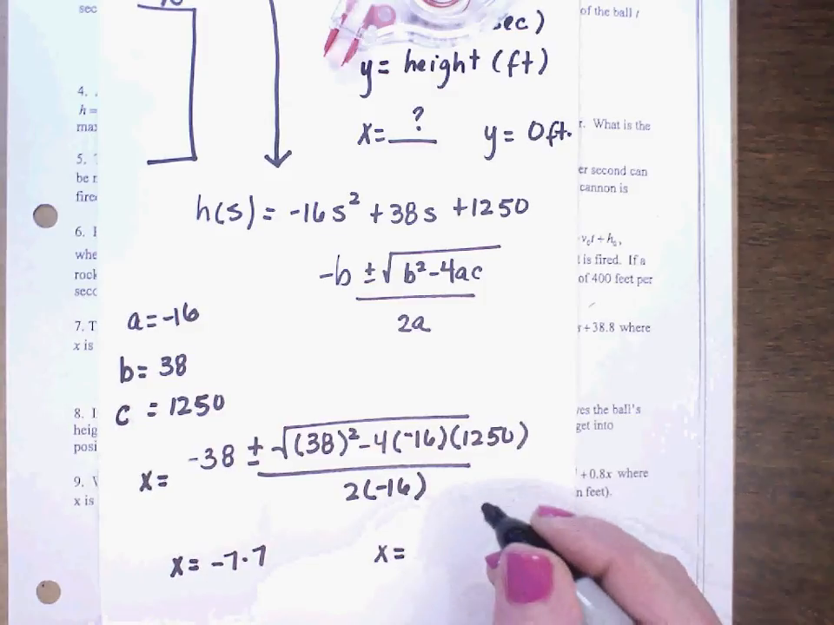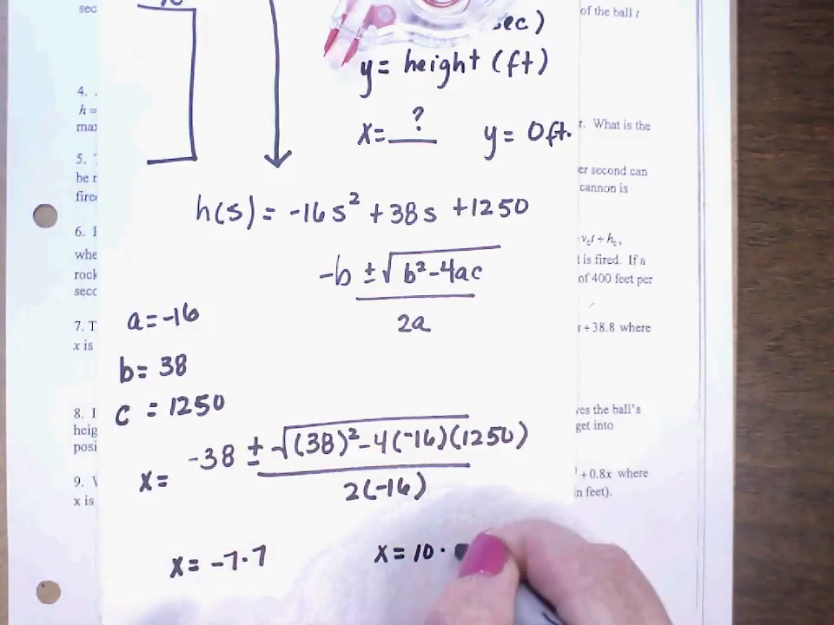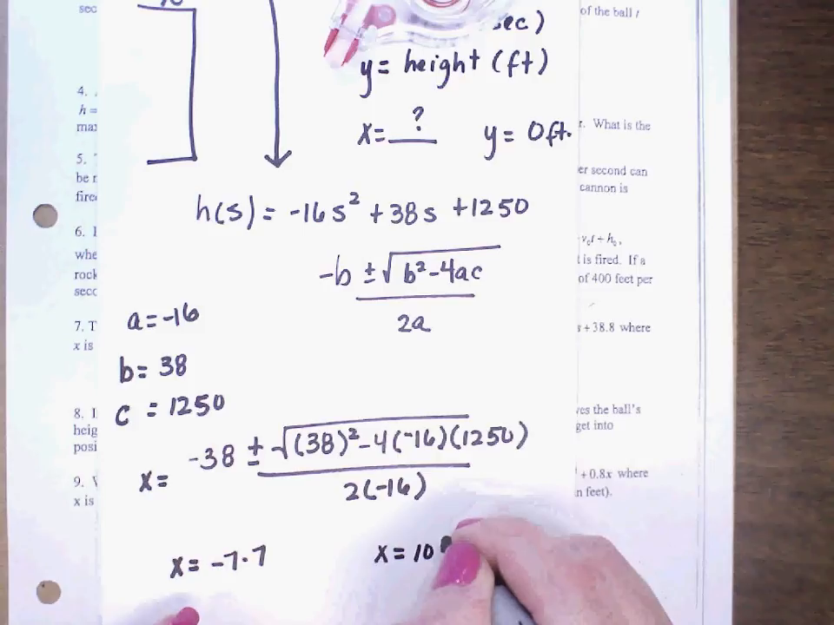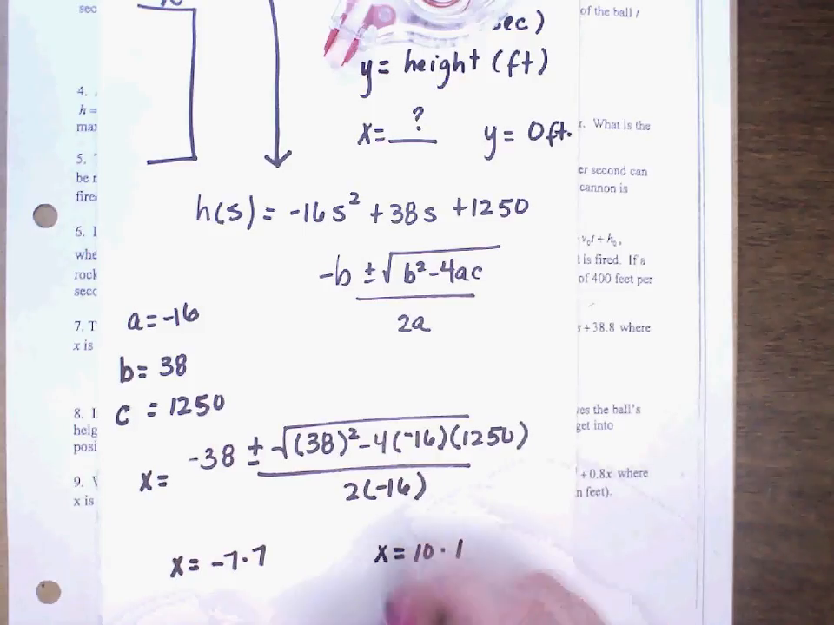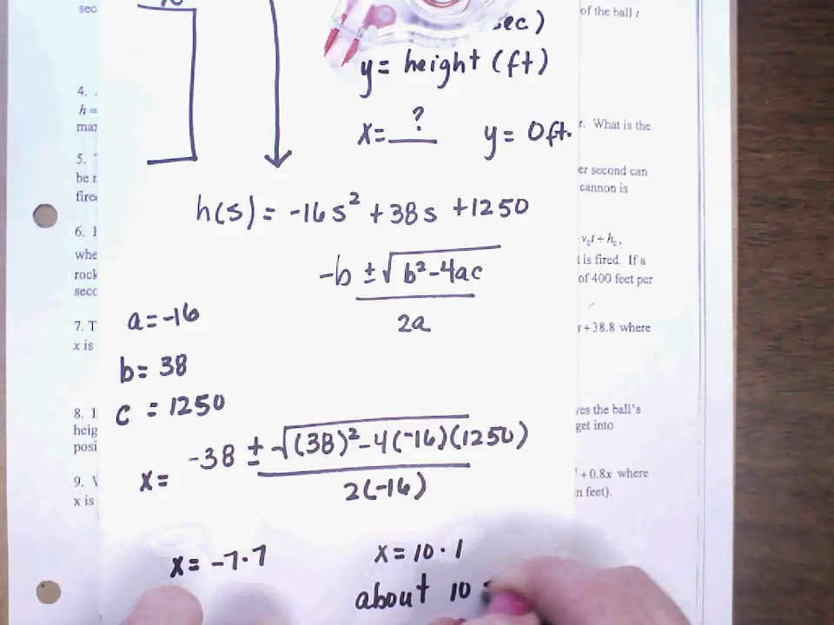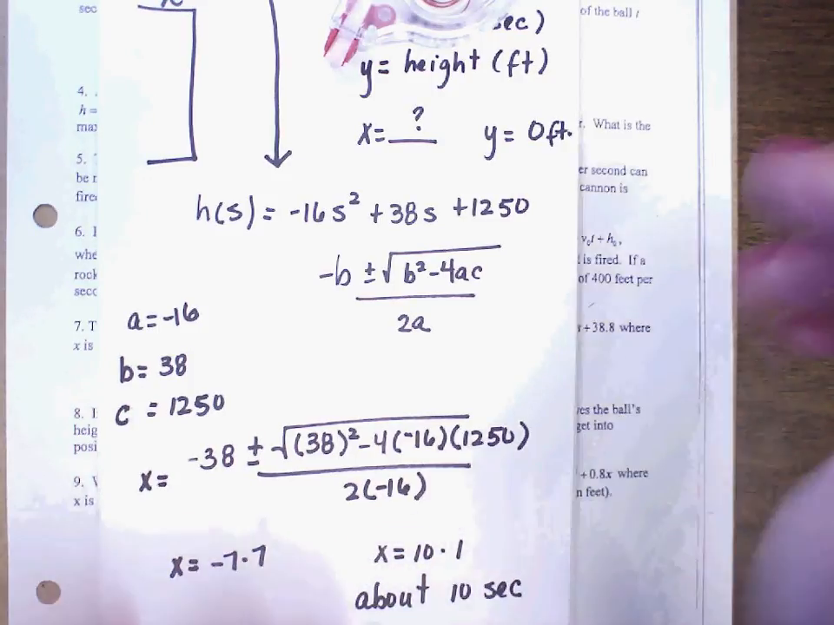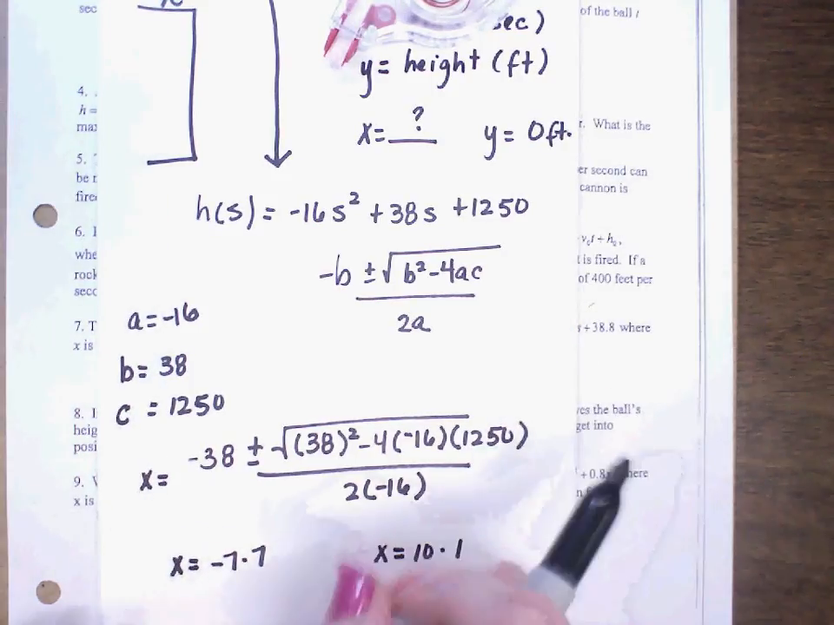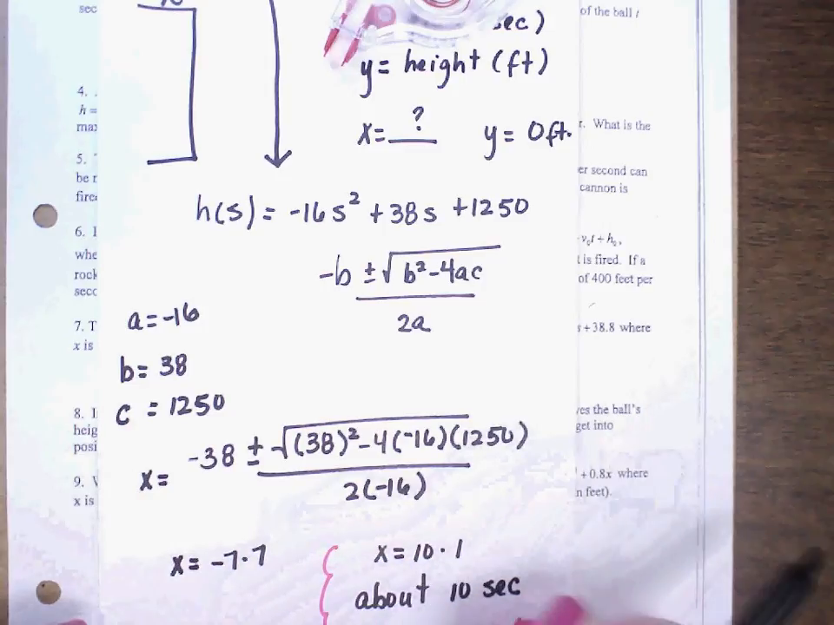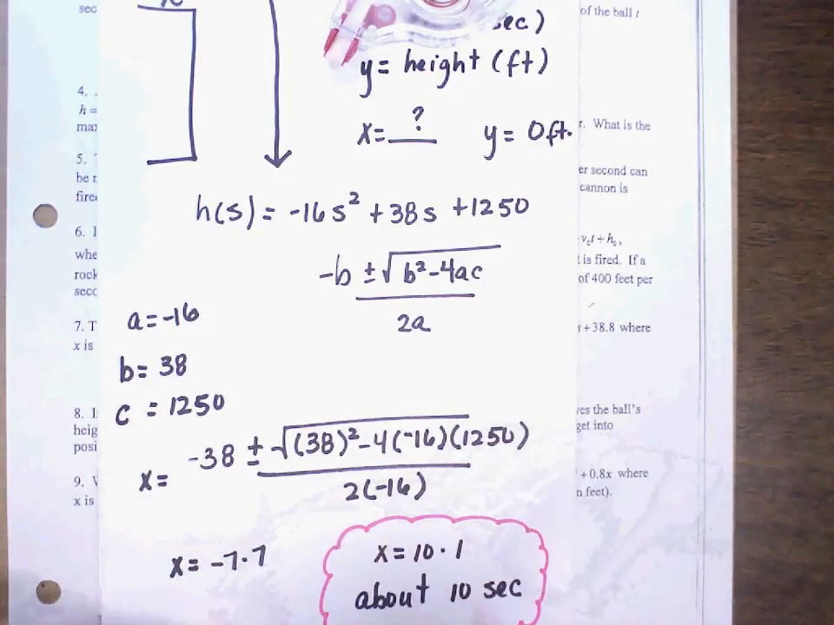7.7, is that okay? Can I just leave it at that? All right, we're not using that one, right? And then if you did the other one, it got you 10.09? 10.1 when you round it? So is it safe to say that it's about 10 seconds? There you go. Are we good?